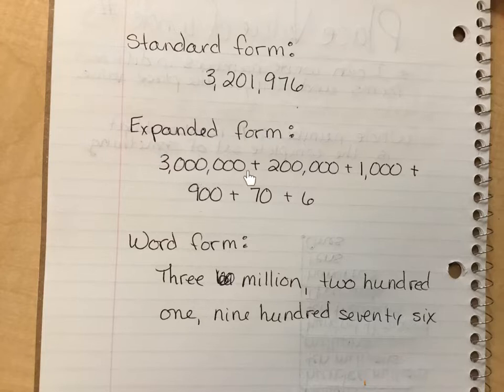So expanded notation, we're going to take all of the numbers out of their place value and show what their value is. So this is 3 million. If we added 3 million plus 200,000, excuse me, plus 1,000, plus 900, plus the 70, plus the 6, if we added these all up, we would get this standard form right there. And then, of course, we have our word form, 3,201,000, and like yesterday, I had to insert 1,000 there. $967.